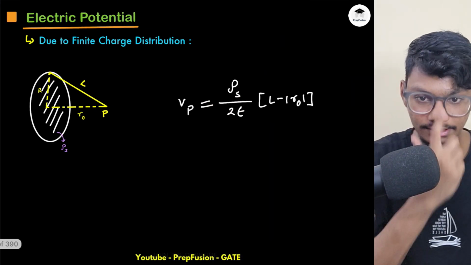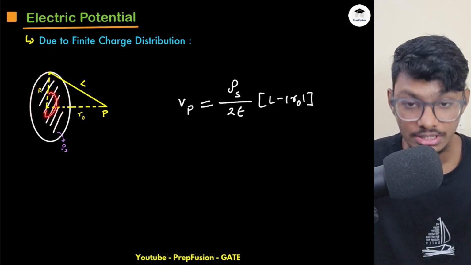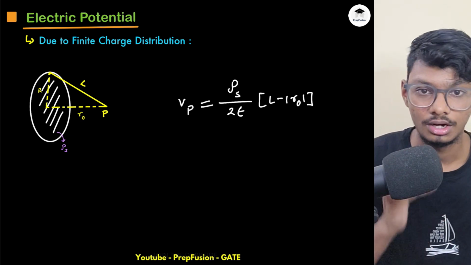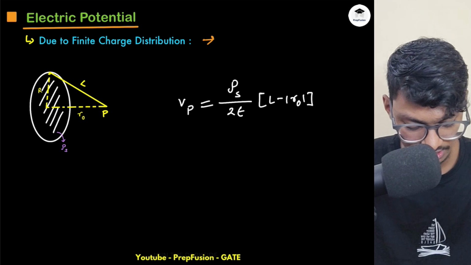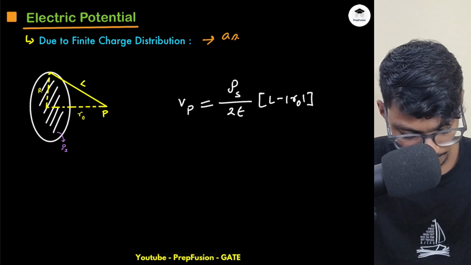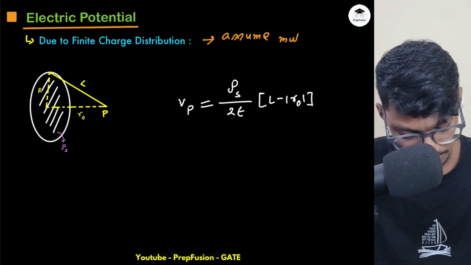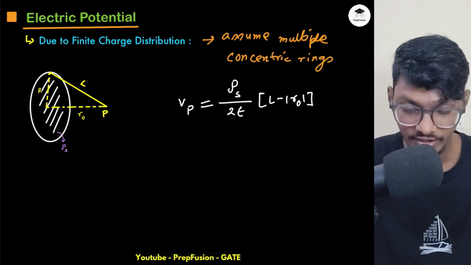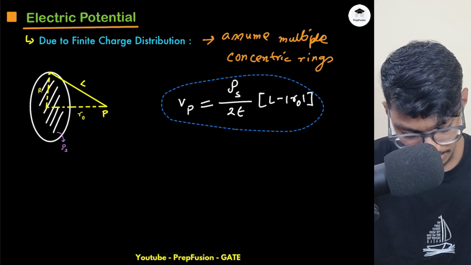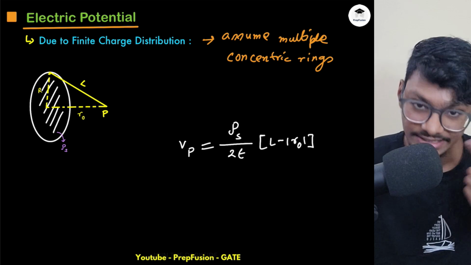Now another thing: if instead of a ring charge, I have a disk, then how will I compute the potential? You can derive it. Deriving it is the homework for you. Assume multiple concentric rings. Each ring will have its own radius.